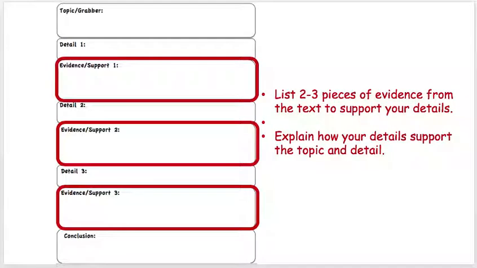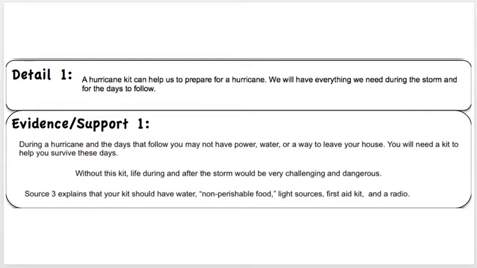Now, in your organizer, the next thing that you're going to need is evidence for each of those details. So you're going to want to explain each of those details. We want to explain each of them fully so that our reader knows how to prepare in each of those ways. So my first detail was a hurricane kit. Well, I need to explain to my reader, like, what is a hurricane kit and how do I get it ready? You know, how does it help me for a hurricane? So I've put both evidence from my mind and evidence from the text into my organizer.